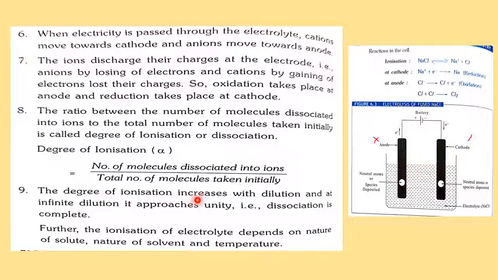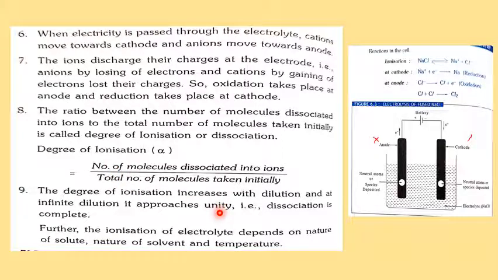The degree of ionization or dissociation increases with dilution. At infinite dilution, it approaches unity. That means at infinite dilution, the electrolyte dissociates completely. How many molecules did we take initially? 100. All molecules dissociate, that means 100. 100 by 100 is 1.